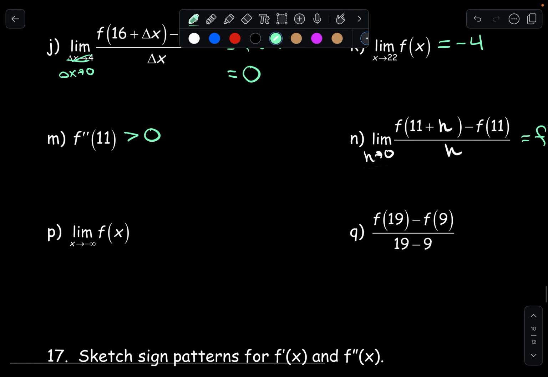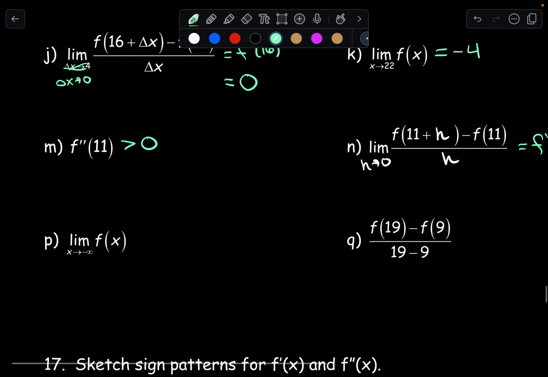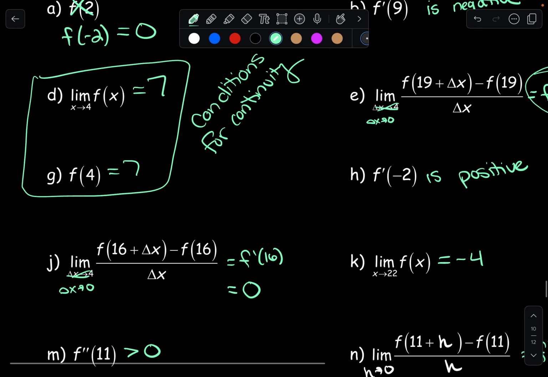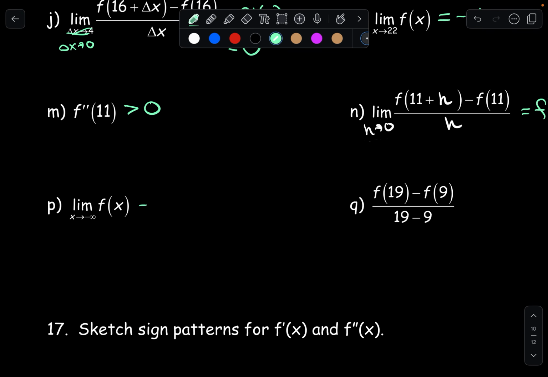P, the limit as x approaches negative infinity for f of x. So now we're going in the other direction, but the y values are still going to negative infinity, or does not exist.